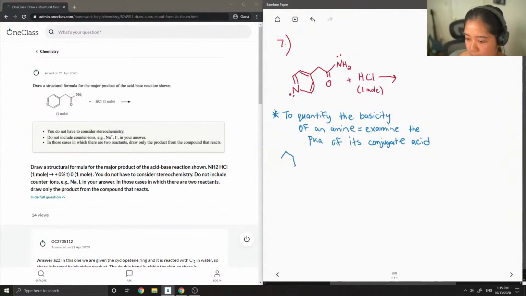So in the case of pyridine, which I'll draw here, it will look like this. So that's the conjugate acid of pyridine. And for the primary amine, I'm just going to shorten this as R. If it were to accept the proton, it would look like this.